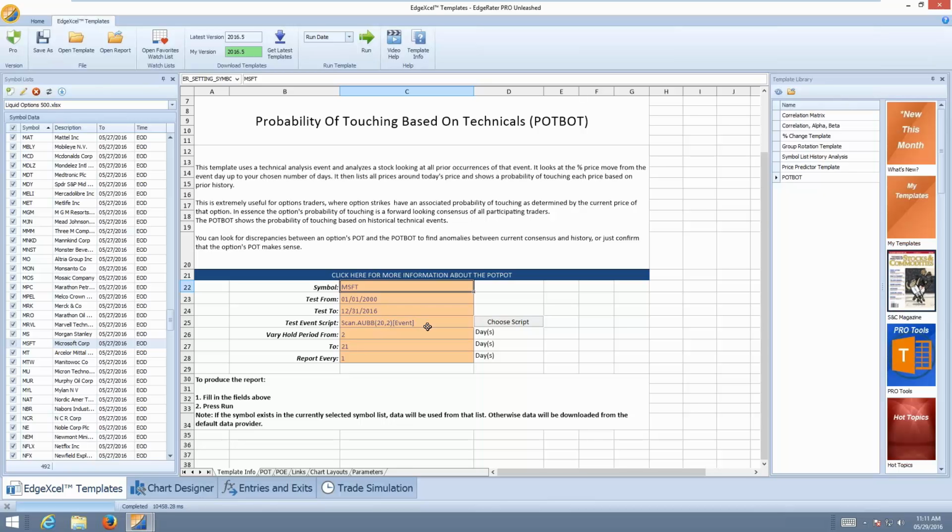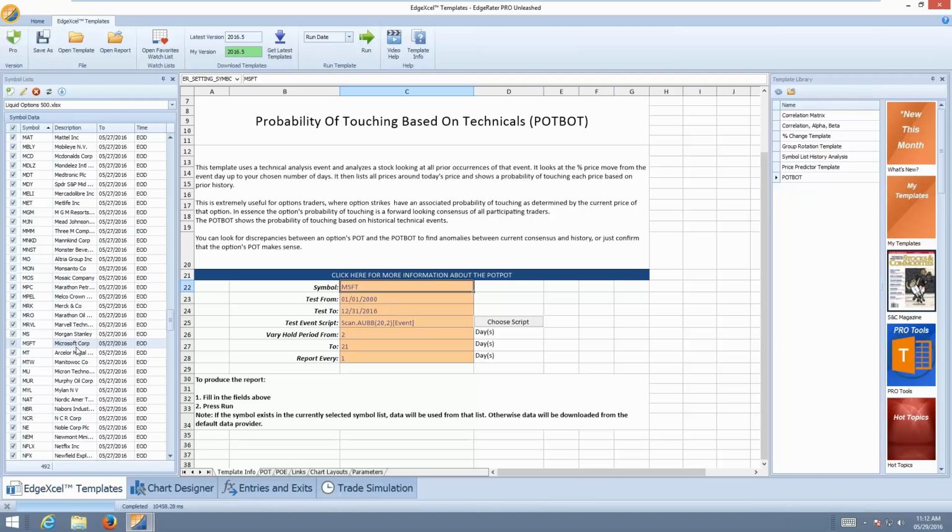This template is a little different to other templates in that it doesn't use a list of symbols. So you notice on the left here I've got my list of liquid options. It's 500 stocks in here, but this template is only going to run a test for Microsoft. It's not going to look at all of the other symbols that are in this list. And in fact, you don't even have to have Microsoft in the list on the left-hand side. What will happen is if Microsoft does exist in this list and it has enough data to satisfy your testing criteria, it will use the data from your symbol list, so it won't go and download any more data.